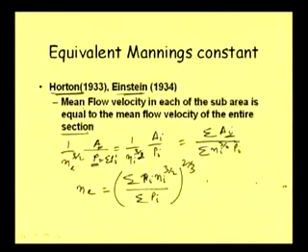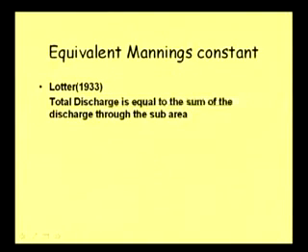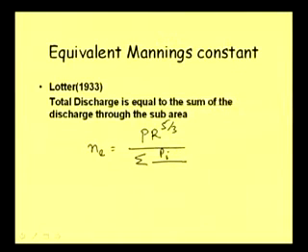Then some other scientists, of course, tried for getting the value of Ne. Lotter did this expression, that discharge is equal to the sum of the discharge through the sub areas. By following that, he got that Ne is equal to P, the perimeter, then R to the power 5 by 3, divided by summation of Pi, that is the perimeter of each individual, then Ri to the power 5 by 3 divided by Ni. So this is from that concept.